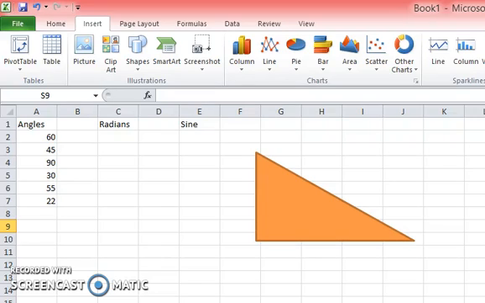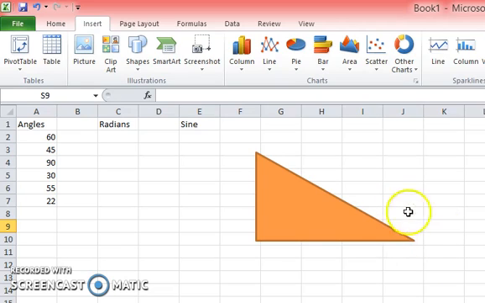In this video, I'm going to be teaching you how to use the sine function in Microsoft Excel 2010, and this would also work in Google Sheets Online. So here we have a right triangle, and a sine of an angle is the ratio between the opposite side and the hypotenuse side of that triangle.